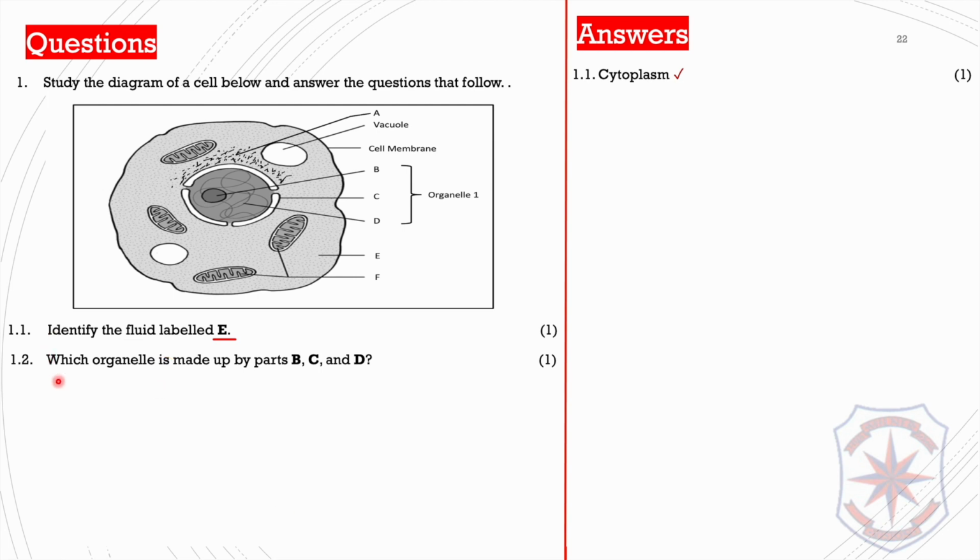Okay. The following question: which organelle? Remember, we are underlining the clues. Which organelle is made up by parts B, C, and D? Now, do you see why it was important for us to study the diagram first? So, you would have written here, nucleus. All that you need to do is to transcribe what you had already written on your question paper to your answer sheet. So, the correct answer there is nucleus for 1 mark.